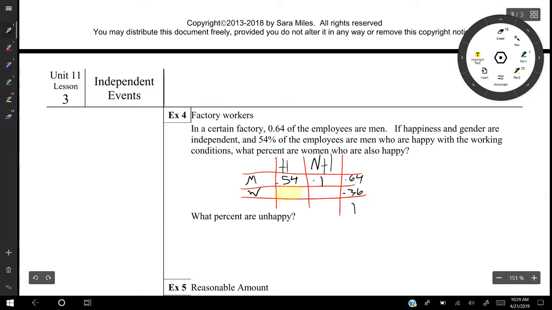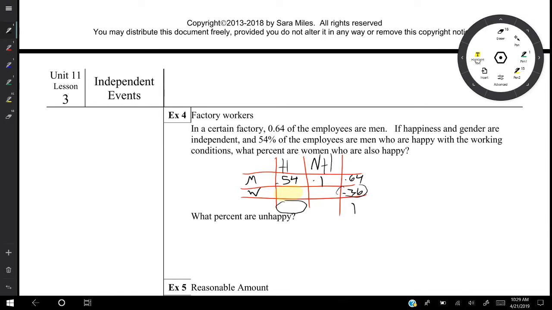This is a hard question, I think. Well, the math in the end is not hard. What's hard is, wait a minute, how do I get that number? Because I don't know how many total people are happy. So this number could be anything. Well, it can't be anything. It can't be bigger than 0.36. Are all women happy? Is this number 0.36? Probably not. How do I figure out what that is?